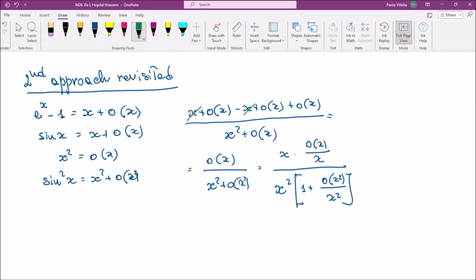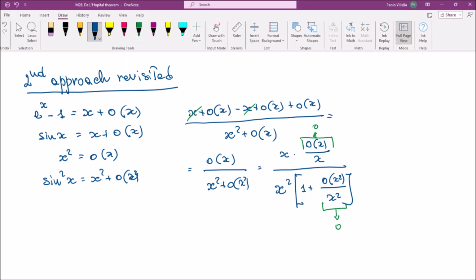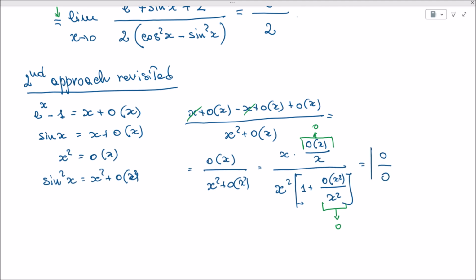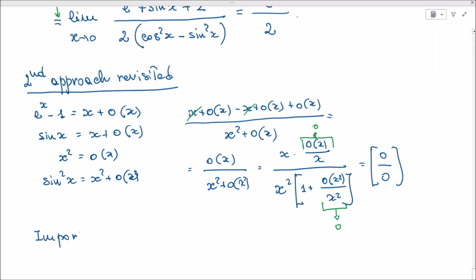And now we see that as x goes to 0, this will go to 0, this will go to 0. So once again we are back into the undetermined form 0 over 0. So this tells us that applying the infinitesimal to solve the limit doesn't work. Now, this is an important consideration that we need to make. Important observation.